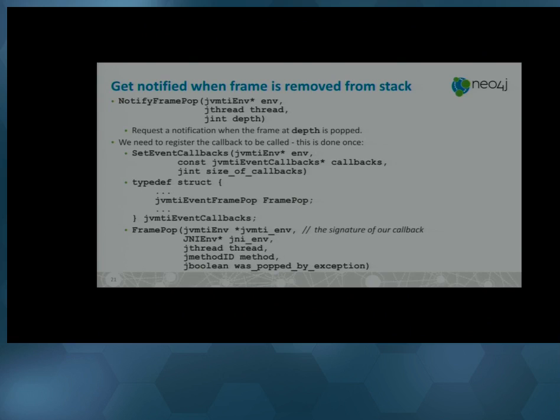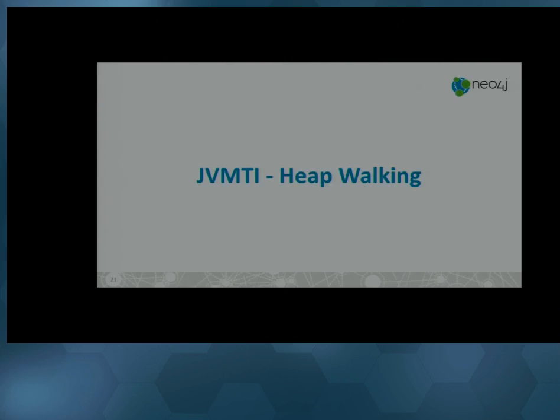And the frame pop callback is registered. There's one global callback that you register for your agent. And when that frame is popped, you get a callback that tells you which thread and which method, and if it was popped by exception or a normal return. So by calling this from JNI, we can inspect the call frames of any Java code from regular Java code, which is pretty neat.